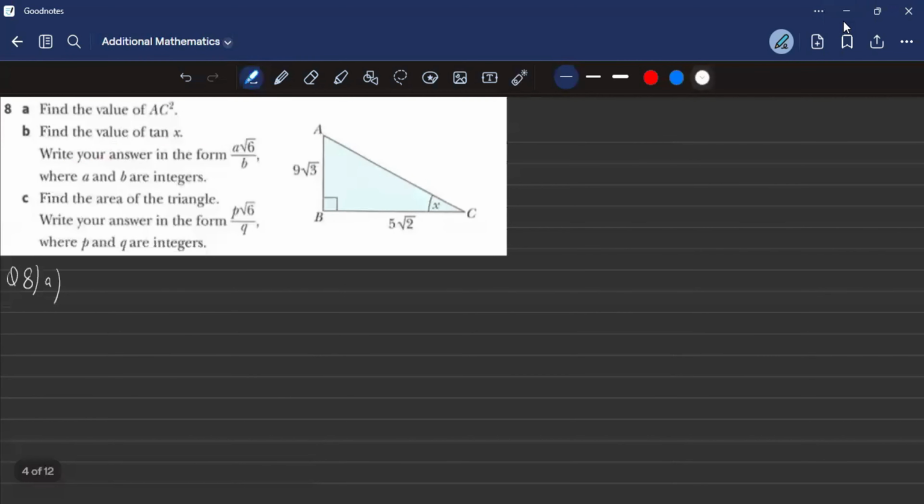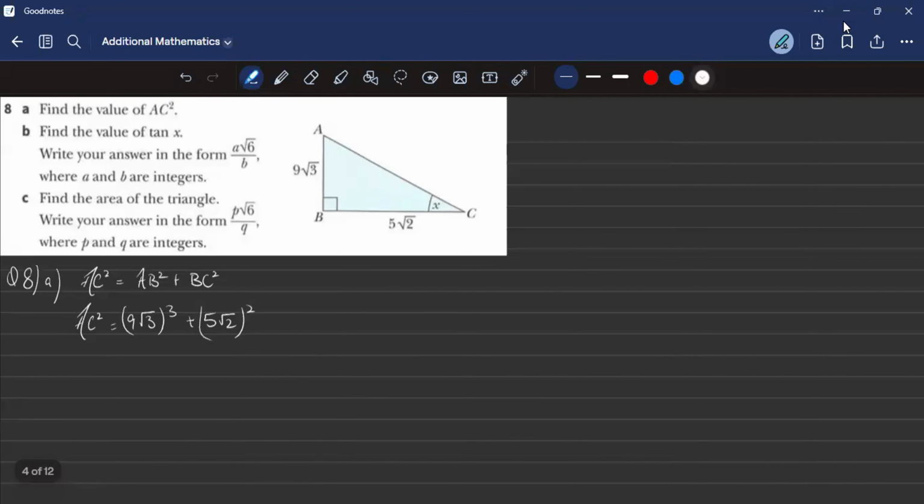So we have to find the hypotenuse right now here. So AC squared would be equal to a squared plus b squared. So AB squared plus BC squared would be equal to AC squared. So AC squared is basically equal to AB squared, which is 9 under root 3 whole squared, plus 5 under root 2 whole squared.